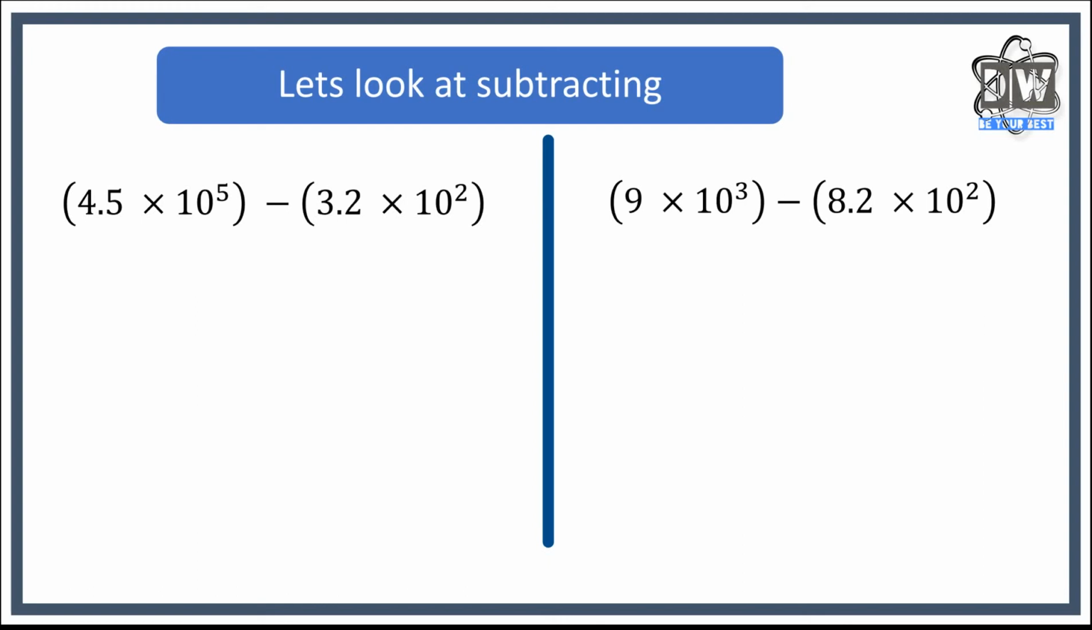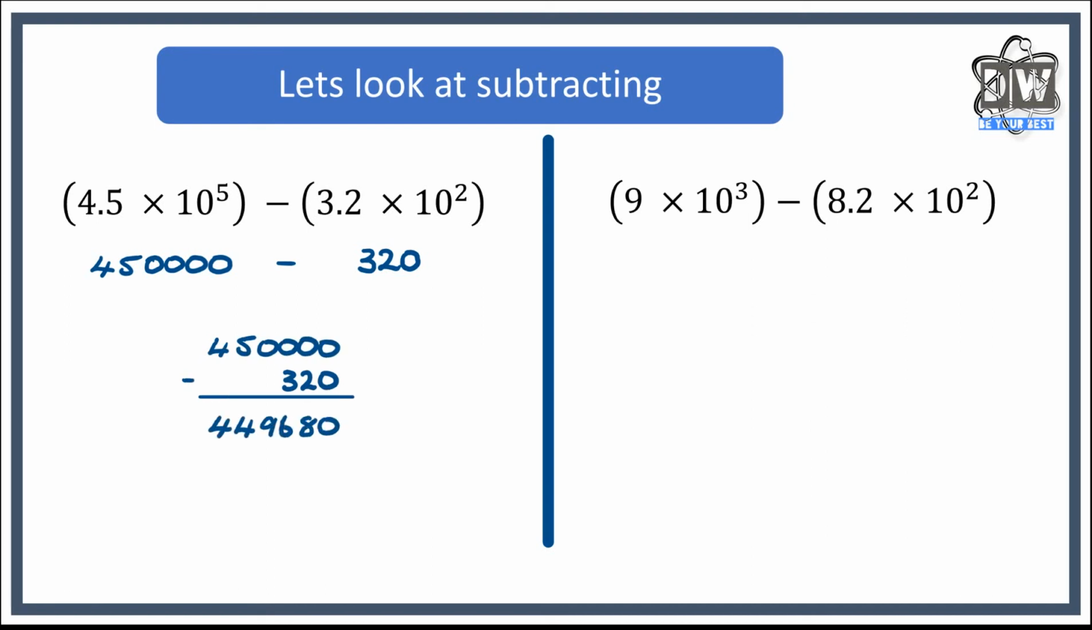Here we go, everyone. Let's work this one through. So we have 450,000 take away 320. We do that now, and we end up with something that looks like this, 449,680. Put that back into standard form, and there we go. Hopefully you got that correct. Remember, the decimal place is going from here, 1, 2, 3, 4, 5, hence the 5.